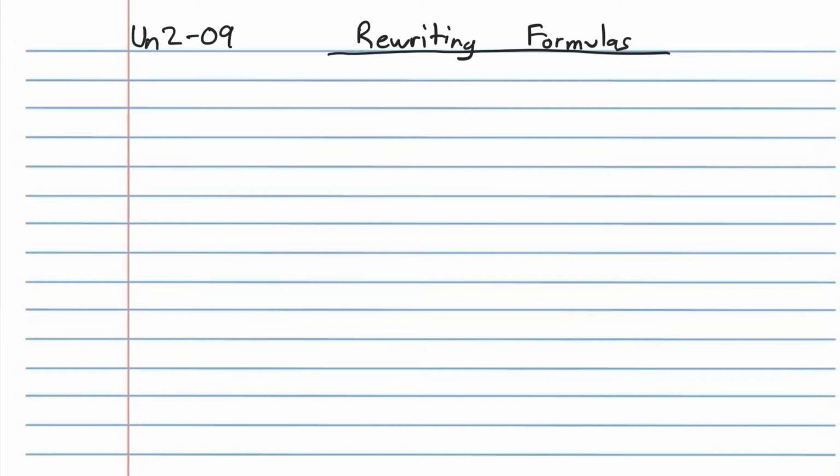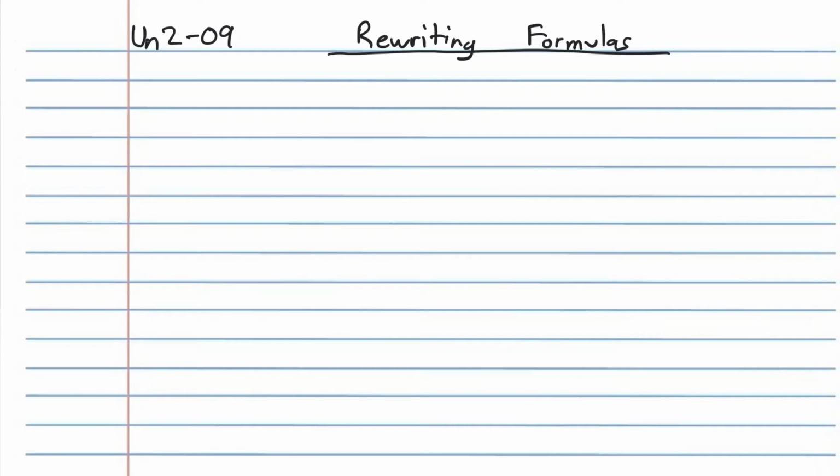All right, so in the last video, we talked about literal equations and what those were. And the idea was that there was going to be multiple variables, like two or more variables, and they want you to solve for one of them, right? In this video, I want to talk about why that's actually important, okay? Now, the title is called Rewriting Formulas.